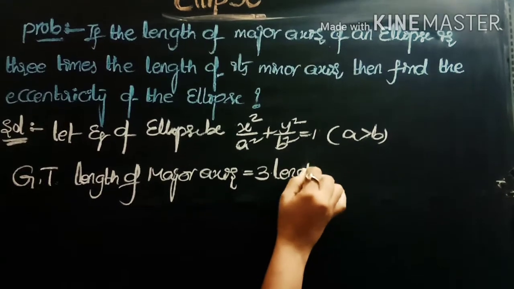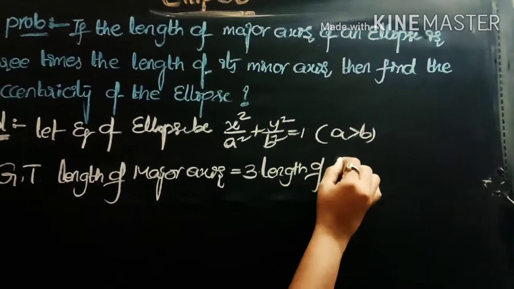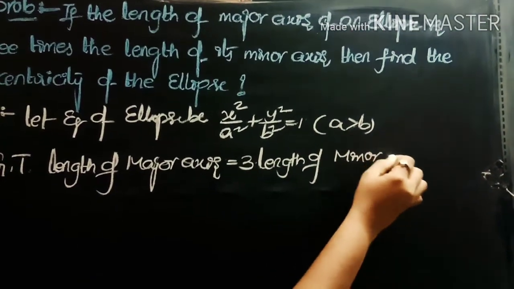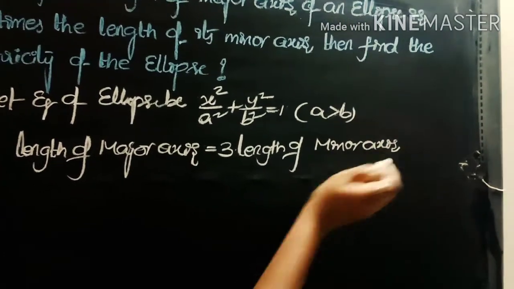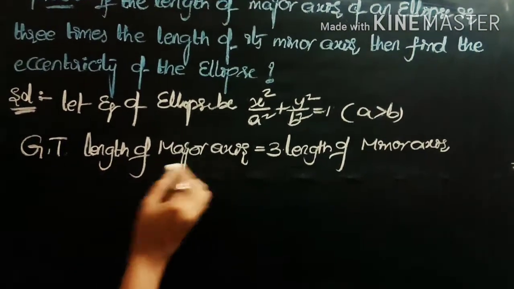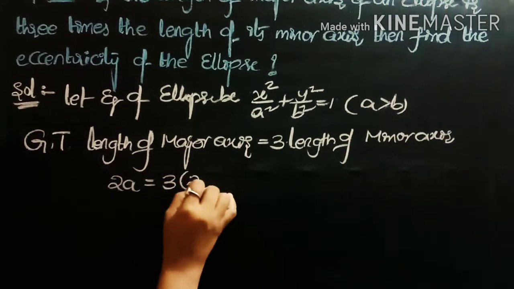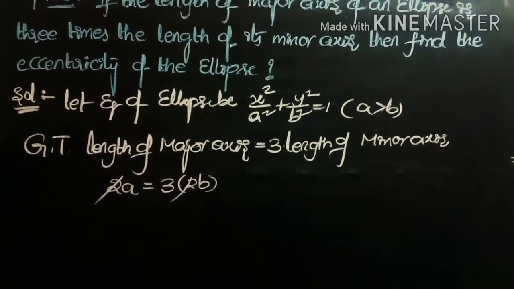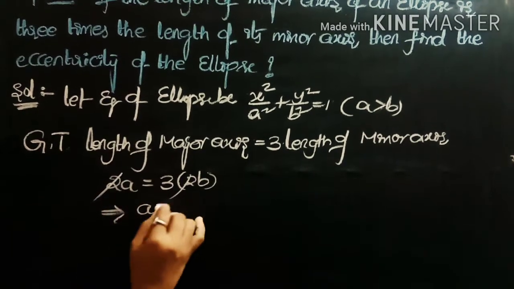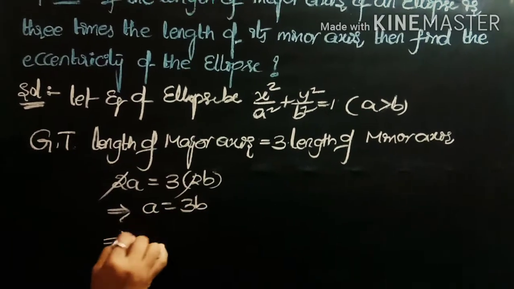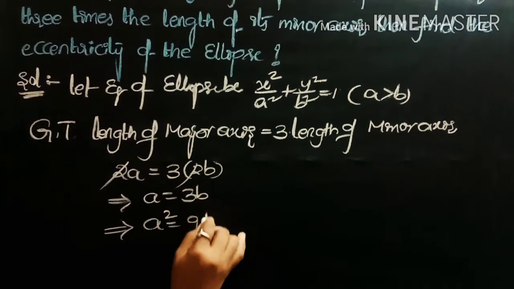3 into the length of the minor axis. What is the length of the major axis? 2a. 2a is equal to 3 into the length of the minor axis, which is 2b. That is, a is equal to 3b. Now squaring on both sides we get a square is equal to 9b square.